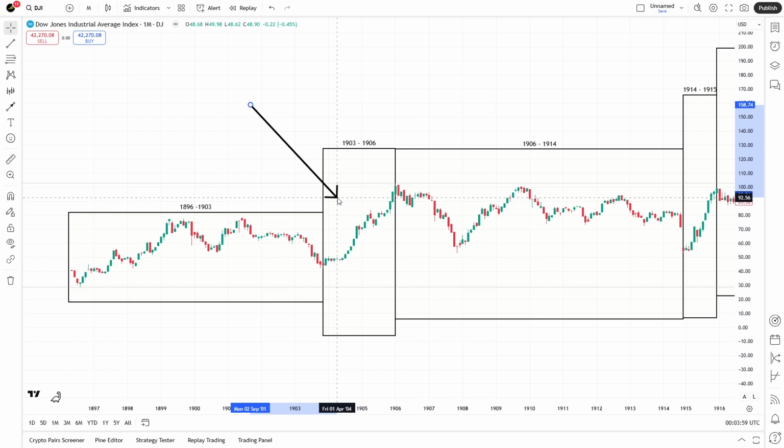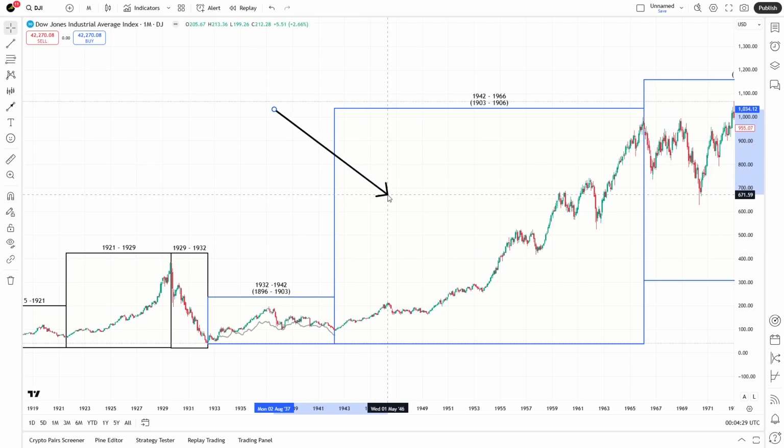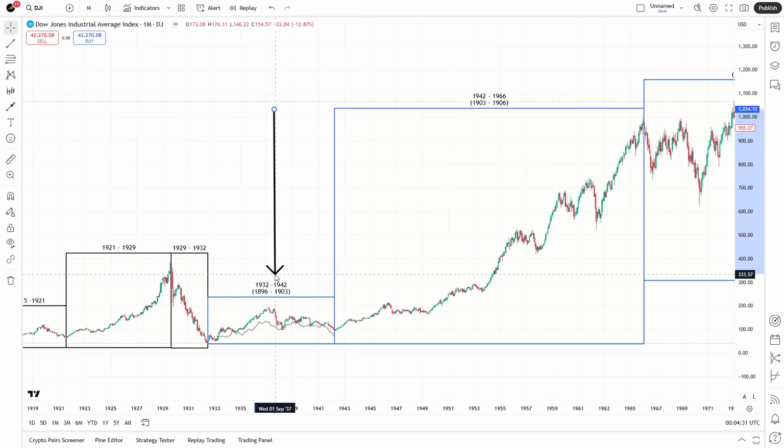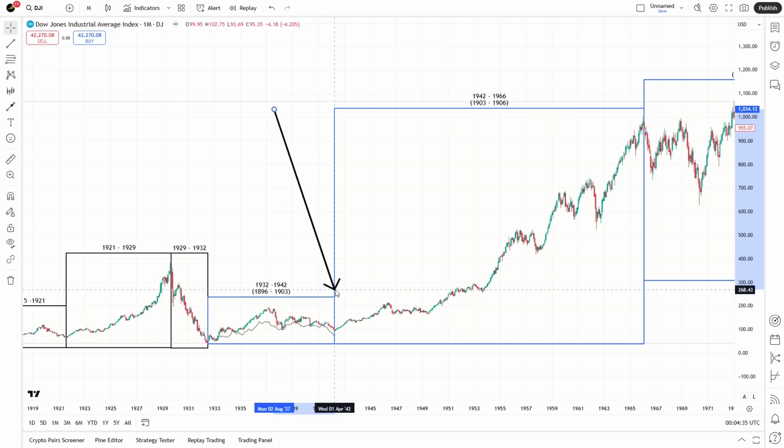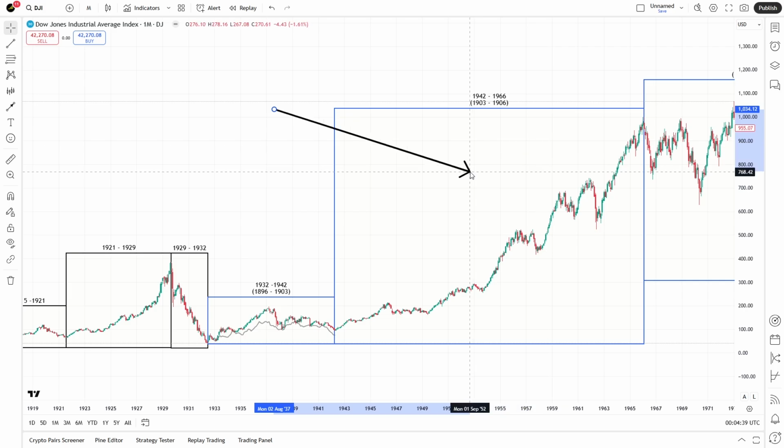Okay, so we're back at the original structure, and the next part that we're going to focus on is this part that moves up. It's from 1903 to 1906. What we're going to do is copy this fractal and see if it matches the part of the chart that takes place after the box we were just looking at from 1932 to 1942. So this takes place from 1942 all the way to 1966. It's clearly a large span of time.